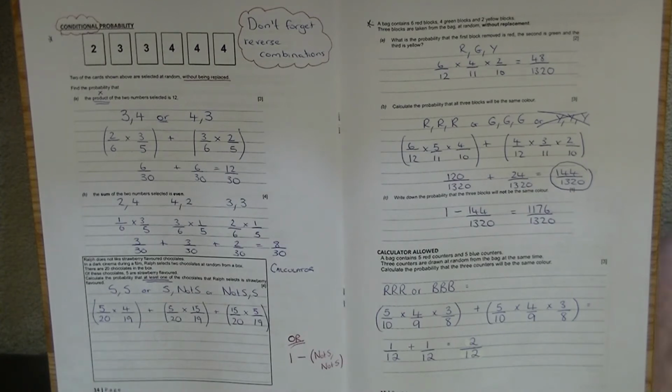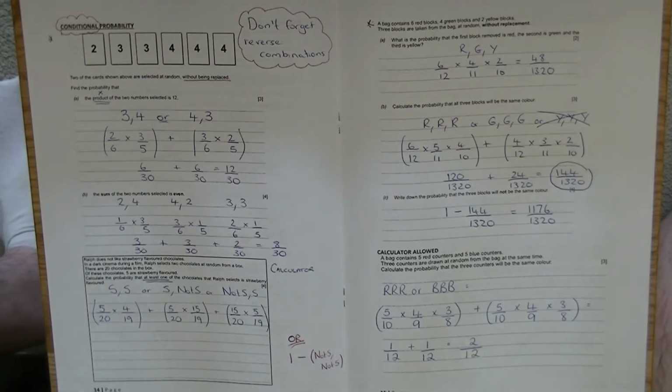Okay, we'll do Ralph's Strawberry Chocolate. Ralph is in a dark cinema. Okay. Ralph selects 2 chocolates at random from a box. There are 20 in the box and 5 are strawberry flavoured. It's wording again. Get the wording, you're in. Calculate the probability that at least one of the chocolates Ralph selects is strawberry.